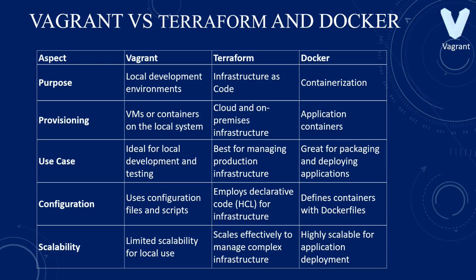Use cases for Vagrant: it is ideal for local development and testing. On the other hand, Terraform is used for managing production infrastructure, and Docker is used for packaging and deploying applications. Vagrant uses configuration files and scripts, while Terraform employs declarative code for infrastructure. On the other hand, Docker defines containers with Dockerfiles. Vagrant has limited scalability for local use, while Terraform scales effectively to manage complex infrastructure, and Docker is highly scalable for application deployment. Thank you.